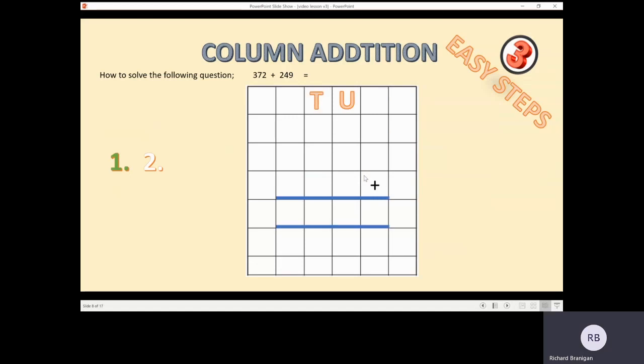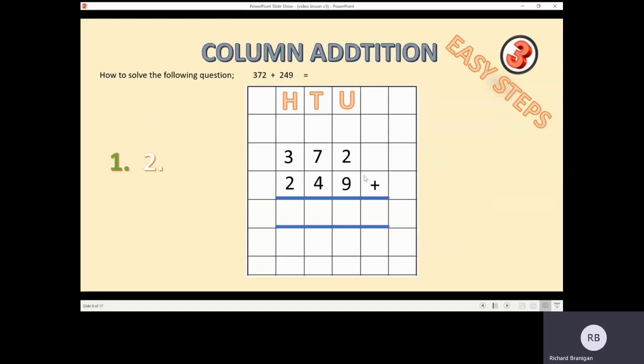Okay, I'm going to add my hundreds, tens, and units at the top because we have 3 digits for both numbers in this problem. So for 372, I put my 2 in the units, 7 tens, and 3 hundreds. For 249, I put my 9 in, my 4 in, and my 2 in. And then we need to add up the digits in each column. So let's start on the right-hand side. We have 2 add 9, which gives you 11.